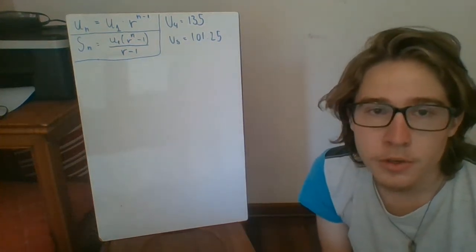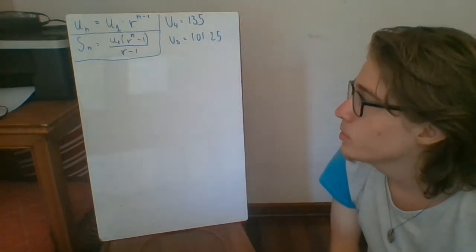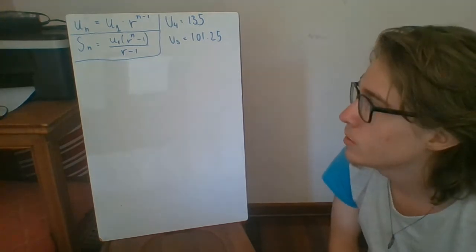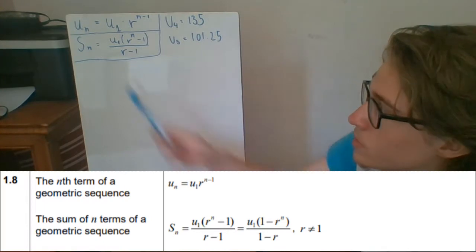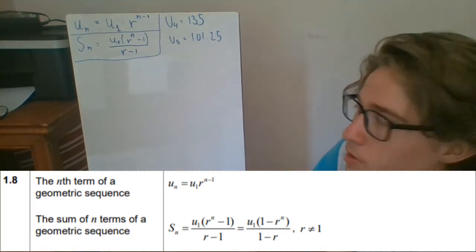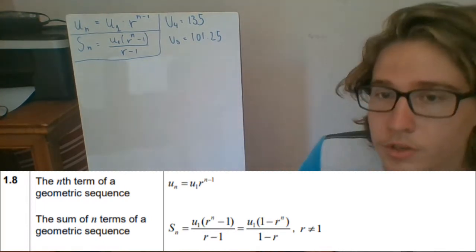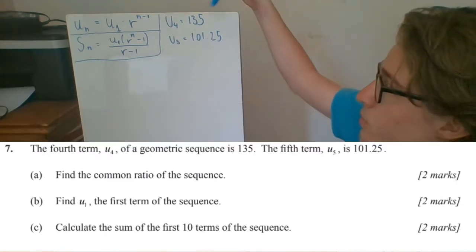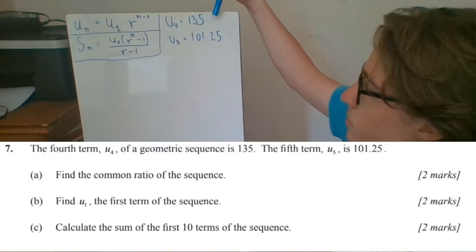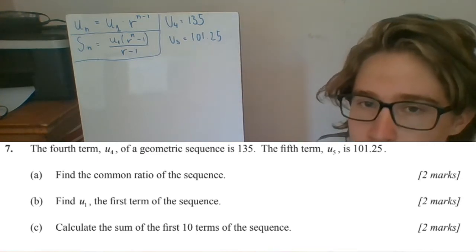Hello everybody, today we're going to be looking at an example of a geometric sequence. First of all, I'm going to write down what the formula booklet gives us, which is finding the nth term of a geometric sequence and the sum of n terms in a geometric sequence. The problem gives us two things, the value of u4, which is the fourth term, and the value of u5, which is the fifth term.